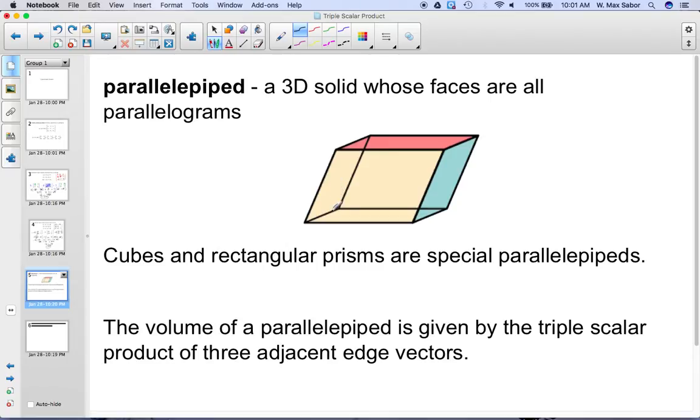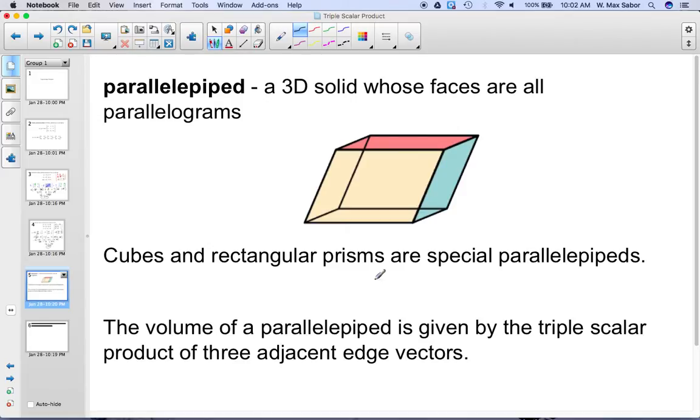And also opposite faces are congruent. Cubes and rectangular prisms are special parallelepipeds. They're ones where the angles are all right angles, but that's not necessary for it to be a parallelepiped.